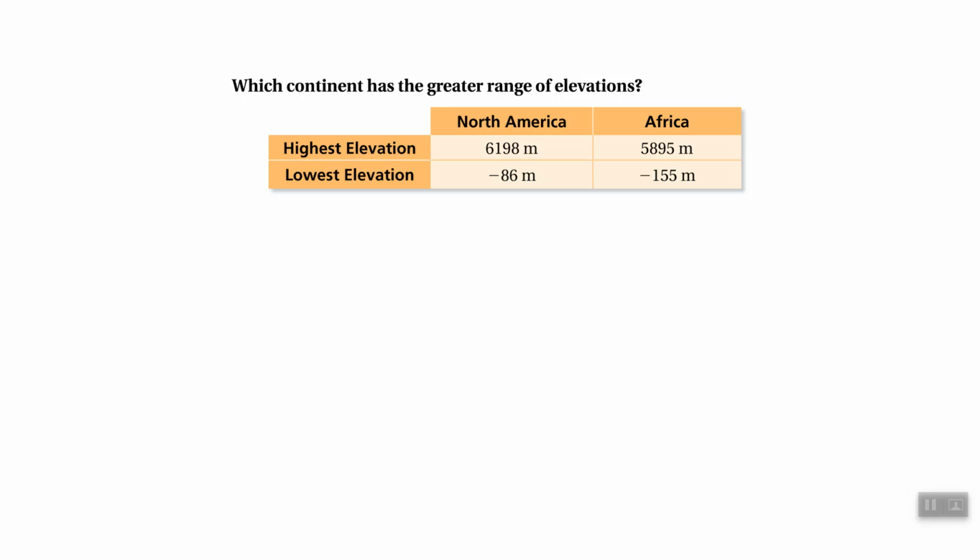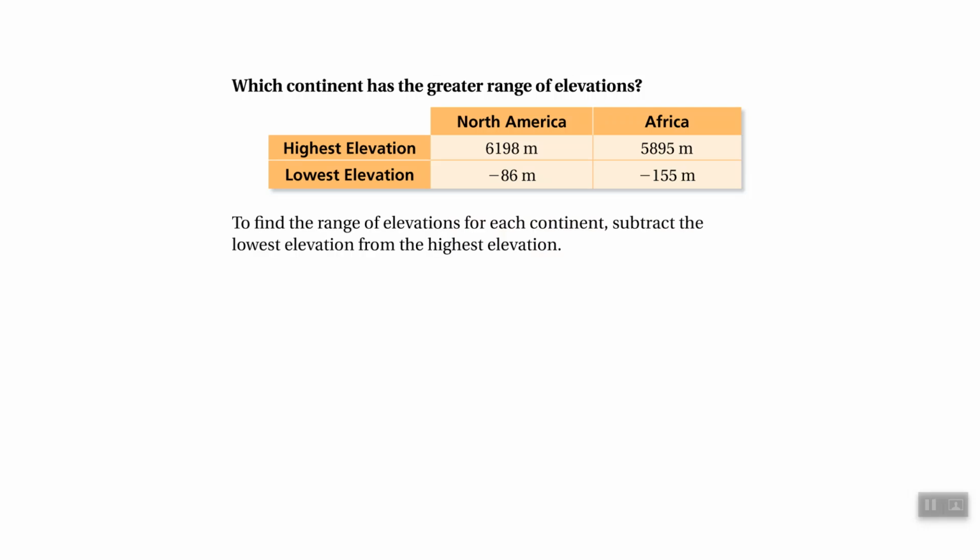Okay, now let's look at some real-world examples. Which continent has the greater range of elevations, North America or Africa? North America's highest elevation is 6,198 meters, and its lowest elevation is negative 86 meters. In Africa, its highest elevation is 5,895 meters, and its lowest elevation is negative 155 meters. So in order for us to find the range of elevations for each continent, we need to subtract the lowest elevation from the highest elevation. Let's look at North America first.